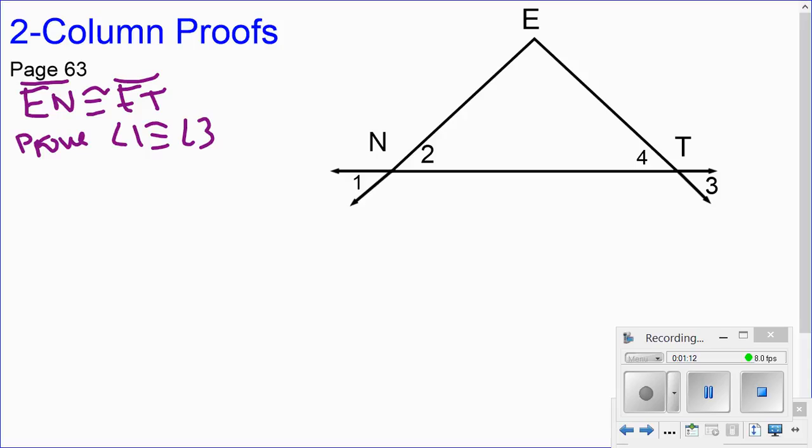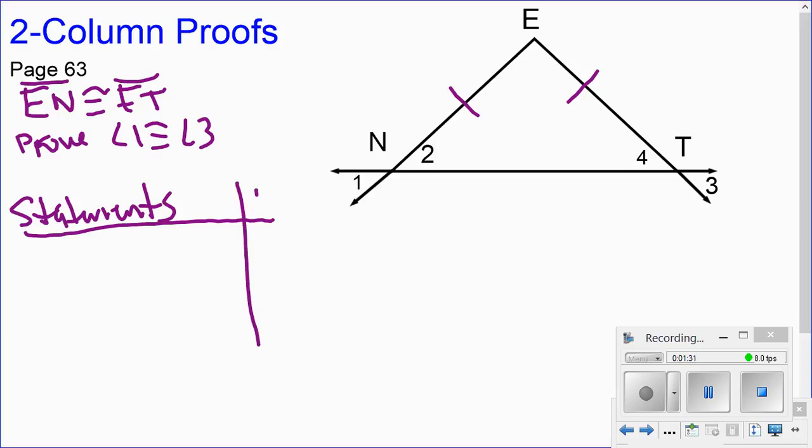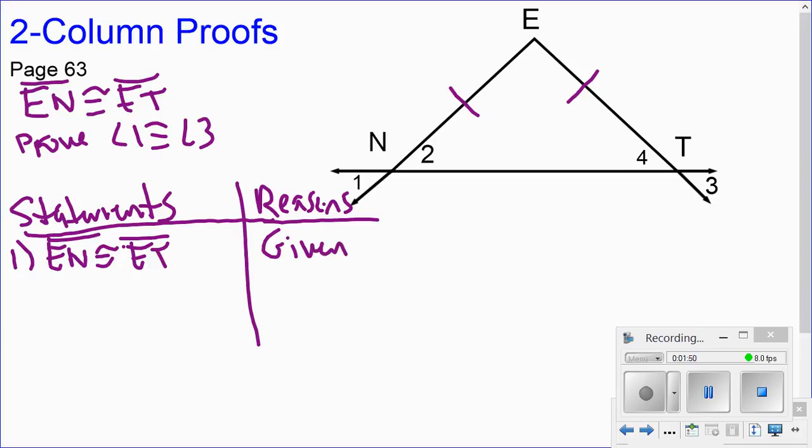Okay, so the very first thing I'm going to do is mark what's given in my diagram. Segment EN is congruent to segment ET. Now, when we're writing a two-column proof, we're going to have statements, and then we'll have reasons for making those statements. So the first statement is really just going to be what we were given, which is segment EN is congruent to segment ET. And our reason would be we were given that information.